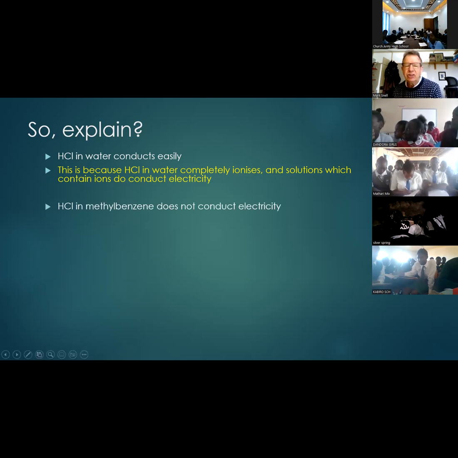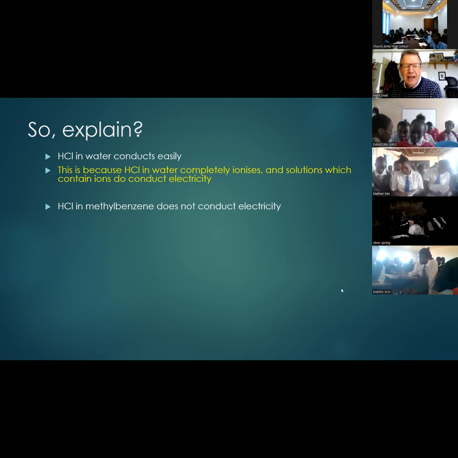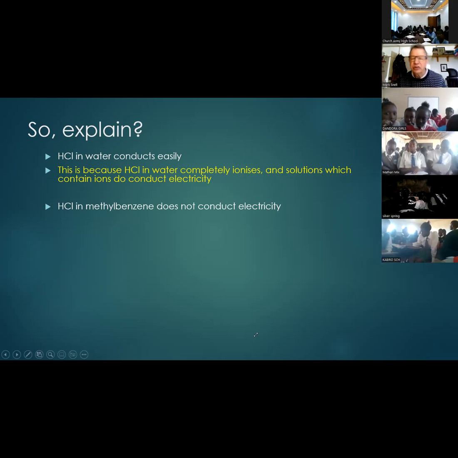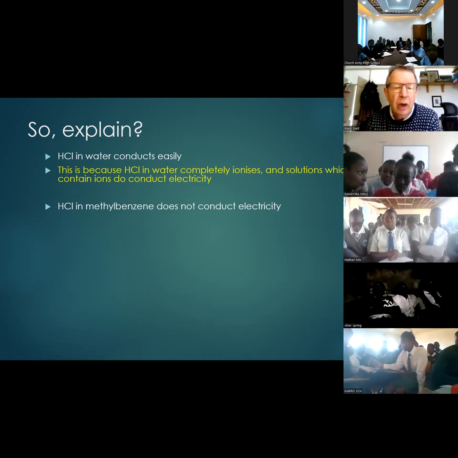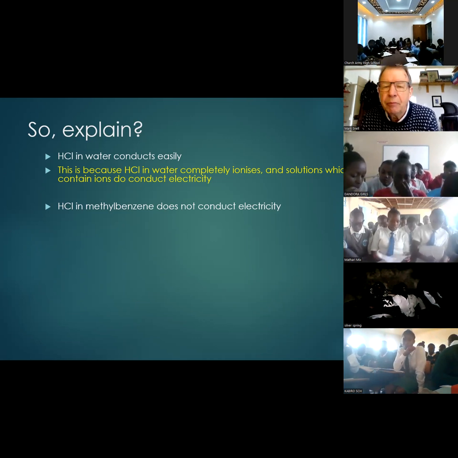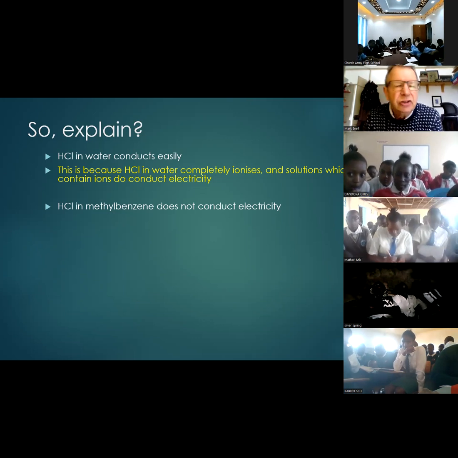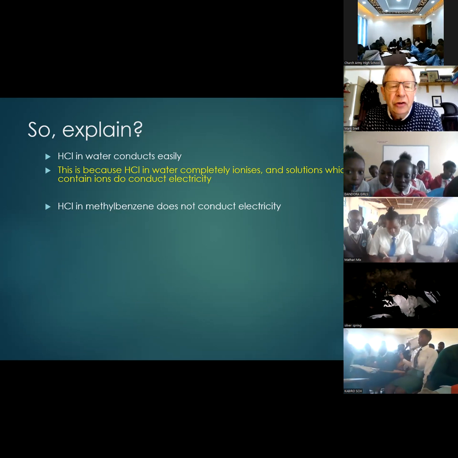Second question. HCl in methylbenzene or benzene does not conduct electricity. Why is that? Now, some of you who can remember from last time, what I want you to do is to not just answer the question, but tell me what kind of bonding HCl has in methylbenzene. HCl dissolves quite well in it, really quite well. And as was said by somebody last time, methylbenzene is an organic chemical. So why does HCl in methylbenzene not conduct electricity?